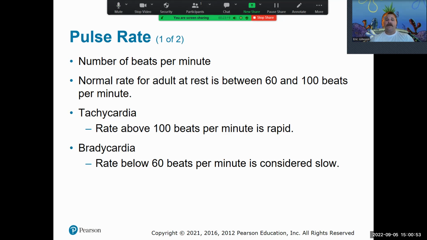Bradycardia is anything below 60. Doesn't matter if it's 59 or 30, it's bradycardic. Brady in medicine means slow. Cardia, again, heart. So tachycardia above 100, bradycardia below 60. The healthy adult at rest should be between 60 to 100.